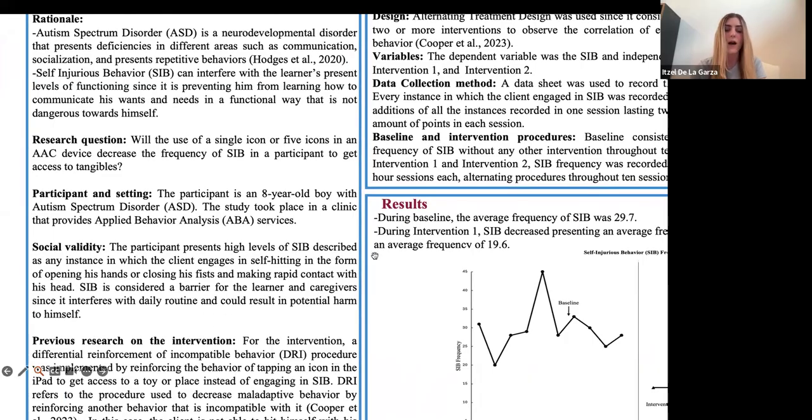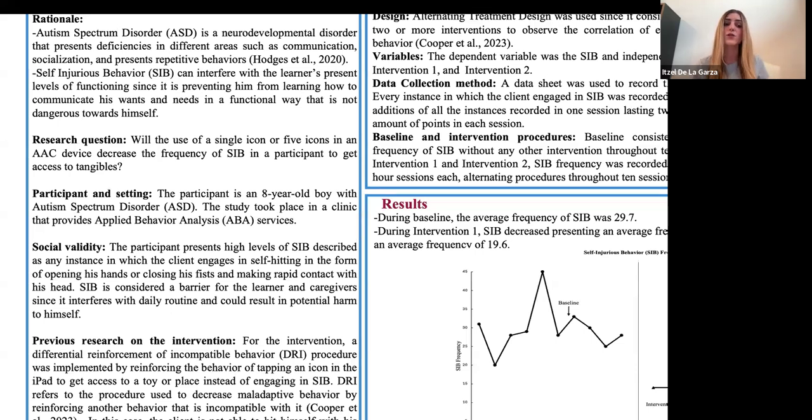His SIB is described as any instance in which he uses his fists or open hands to push them towards his head. Sometimes he does it really rapidly, really fast, and it can create a lot of damage towards himself. For this study, it took place in a clinic that provides applied behavior analysis ABA services.